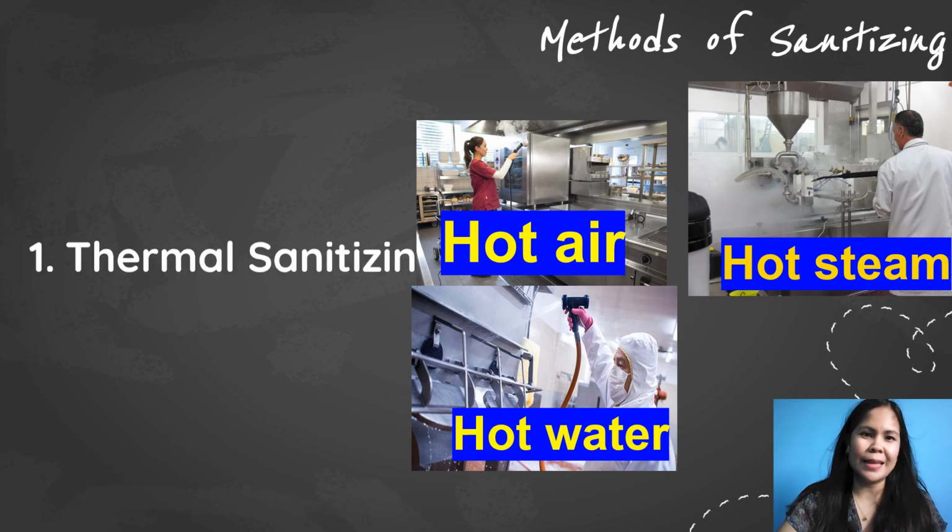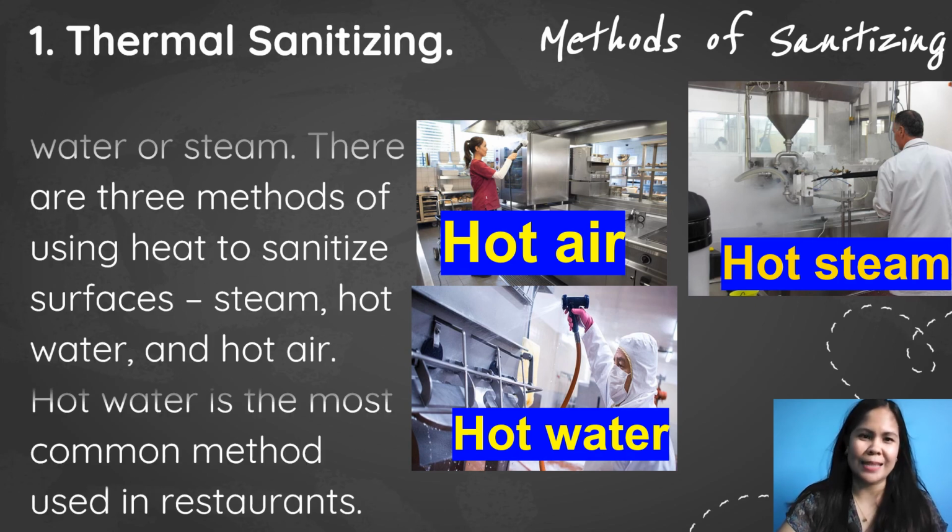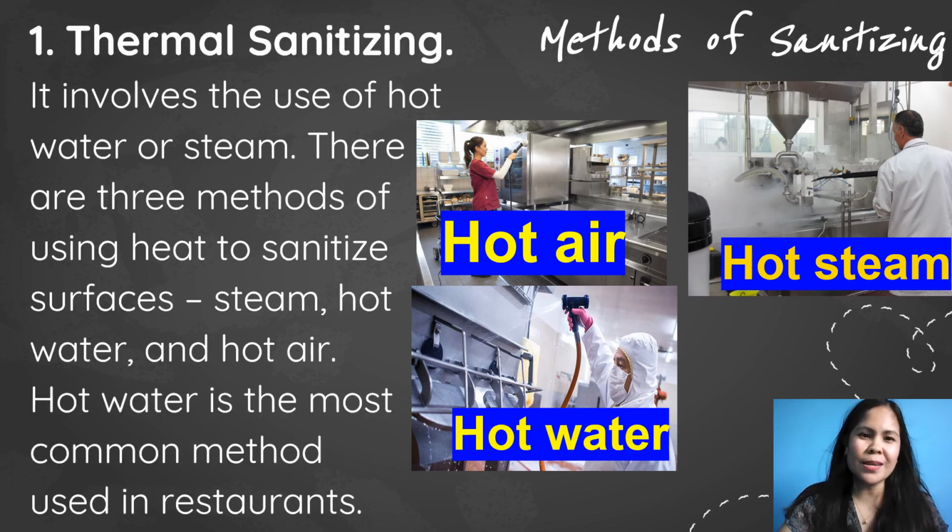First method is thermal sanitizing. It involves the use of hot water or steam. There are three methods of using heat to sanitize surfaces, and these are steam, hot water, and hot air. Hot water is the most common method used in restaurants.